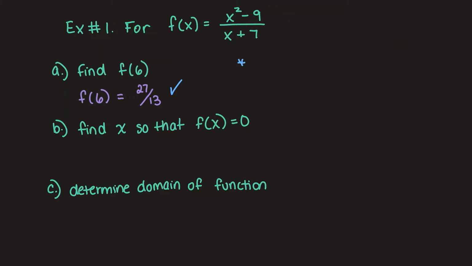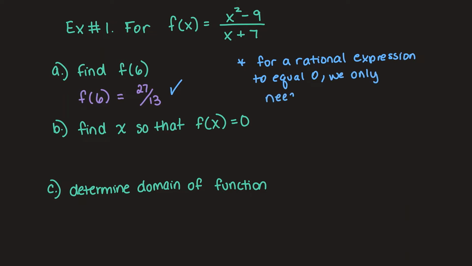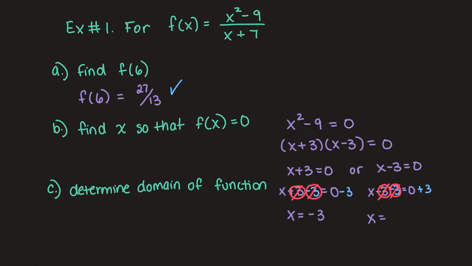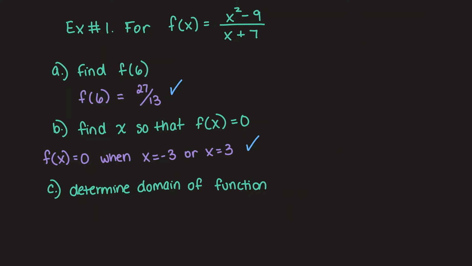And remember, in order for a rational expression to equal 0, we only need the numerator to equal 0. So we just take the numerator and set it equal to 0 and solve for x. We have a quadratic equation here, so to solve this, we need to factor the left side, which is a difference of 2 squares. So it factors to x plus 3 times x minus 3. And then we can use the zero factor property to solve this. We get two answers, x is negative 3 and x is 3. Therefore, our function equals 0 when x is negative 3 or x equals 3.